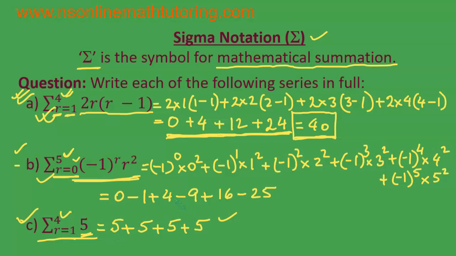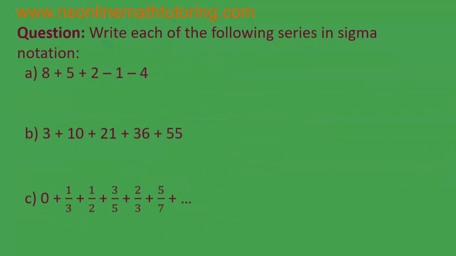Let us go to the next question. The next question says, write each of the following series in sigma notation. This is just the opposite of the previous question. In the previous question, they had given the sigma notation form of the series and they had asked us to give the individual terms. In this question, this is also containing 3 subparts and each of the subparts is containing several terms of the series.